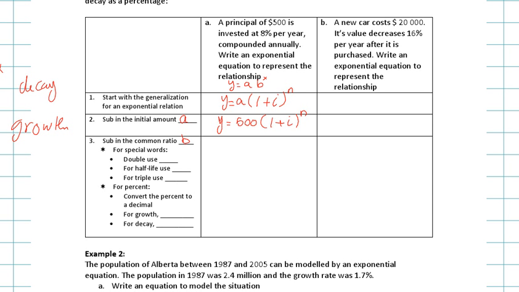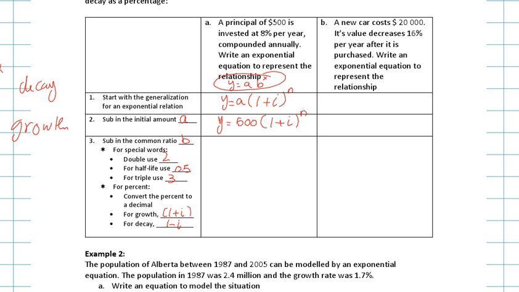For special words like double, what do we use for b? Double, 2. For half-life, what do you use? Half, 0.5. For triple, what do you use? 3. In these cases, you go back to this formula, and you don't have to do the 1 plus i. But in the cases where we have a percent, I have to convert the percent to a decimal. Then for growth, I use 1 plus i, and for decay, I use 1 minus i.